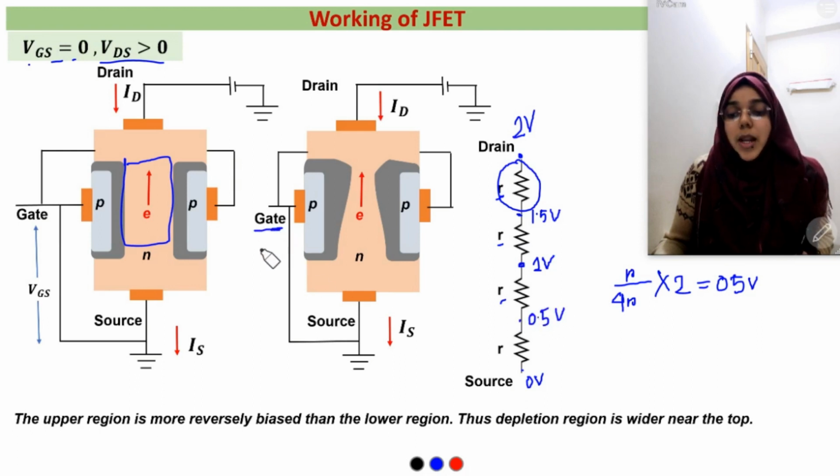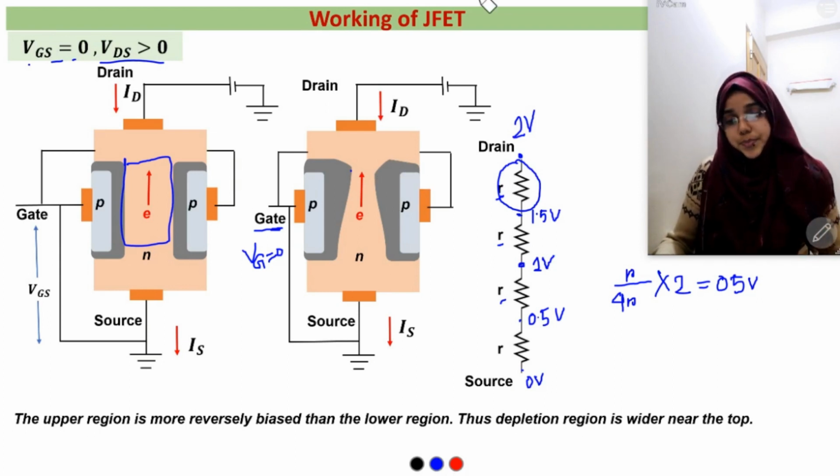So we have applied VG equal to 0 and at the upper point the potential is 1.5 volt. So the potential difference is 1.5. We can see that as we go down the bias is decreasing. So we can say that the upper region is more reversely biased than the lower region, and this is the reason for the depletion width to be wider near the top.